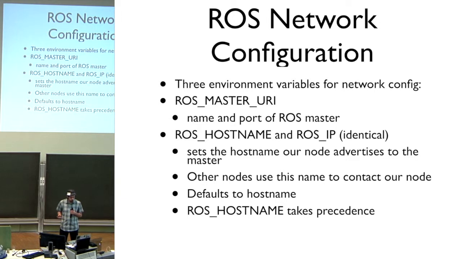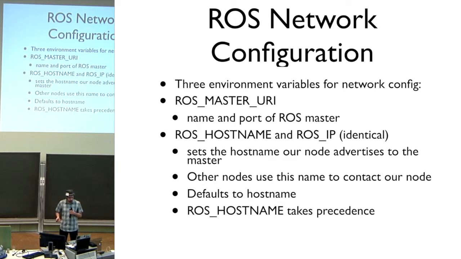So ROS_HOSTNAME and ROS_IP are identical in the source code. If you actually go read the roscpp and rospy source code, they are used identically. They are the same. It checks ROS_HOSTNAME. If ROS_HOSTNAME isn't set, it checks ROS_IP. If that's not set, it defaults to the host name of the machine. So ROS_HOSTNAME takes precedence. And then we can walk through.